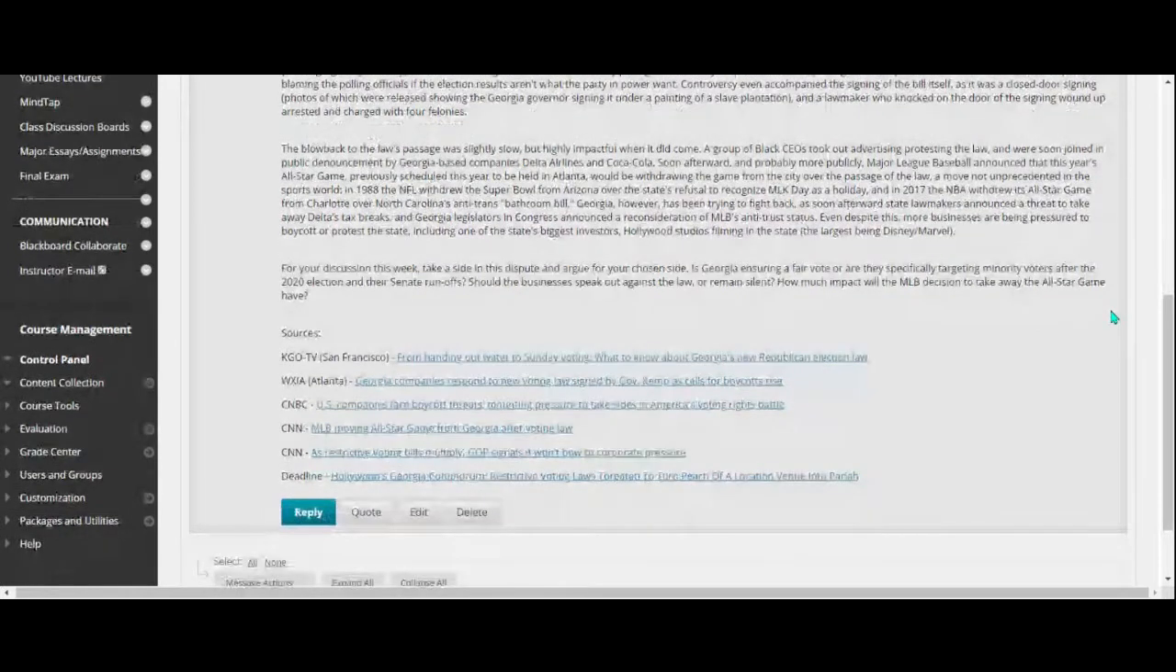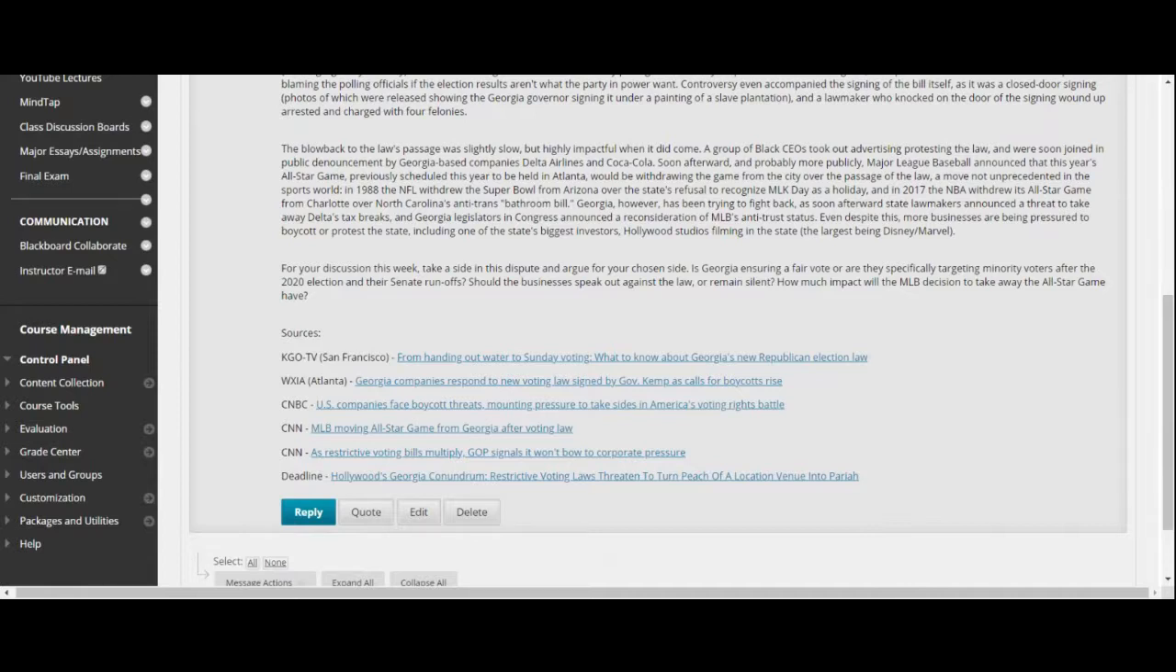A group of black CEOs took out advertising protesting the law, and were soon joined in public denouncement by Georgia-based companies Delta Airlines and Coca-Cola. Soon afterward, and probably more publicly, Major League Baseball announced that this year's All-Star Game, previously scheduled to be held in Atlanta, would be withdrawn from the city over the passage of the law, a move not unprecedented in the sports world. In 1988, the NFL withdrew the Super Bowl from Arizona over the state's refusal to recognize Martin Luther King Day as a holiday. And in 2017, the NBA withdrew its All-Star game from Charlotte over North Carolina's anti-trans bathroom bill.